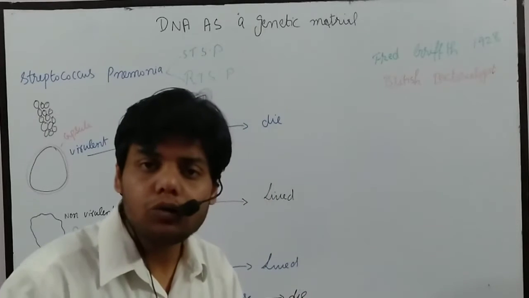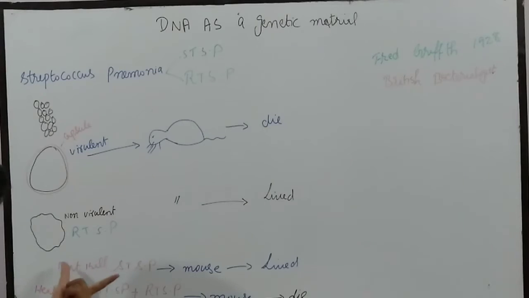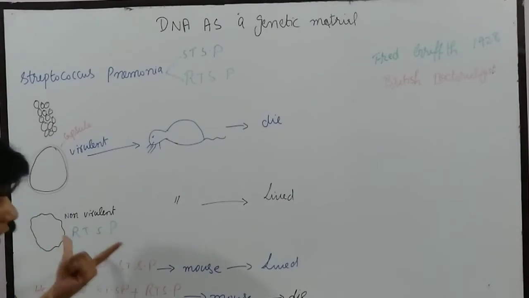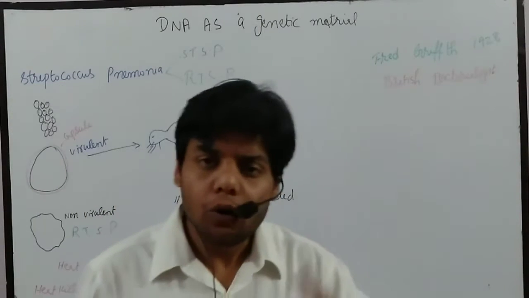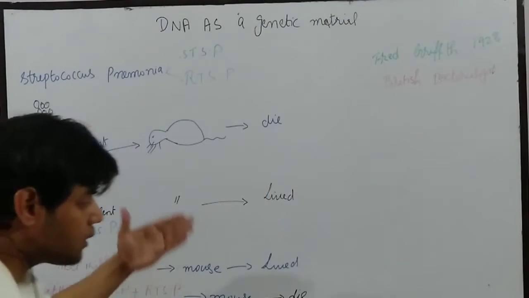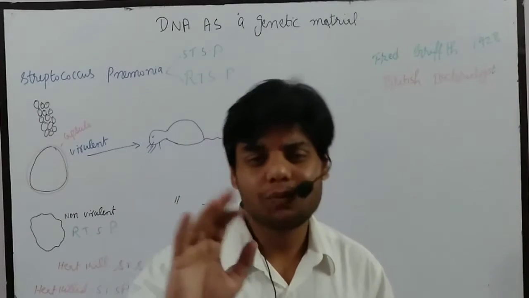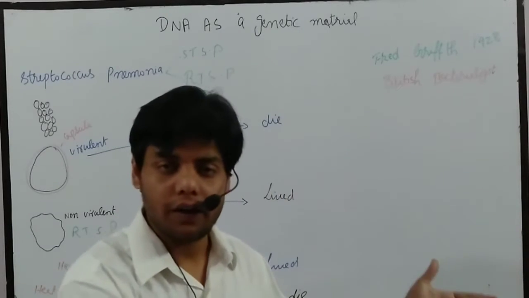How did the mouse die? We talked about how heat-killed S-type Streptococcus pneumoniae and R-type Streptococcus pneumoniae don't have the ability to cause disease individually. Yet the mixture can cause the death of the mouse. How is it possible? This was surprising for Griffith.